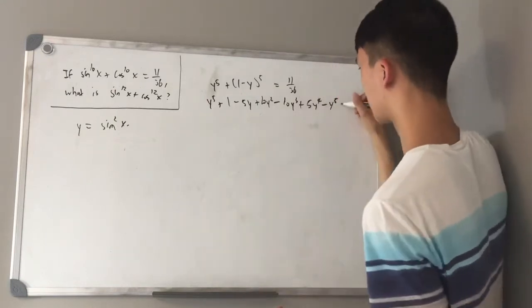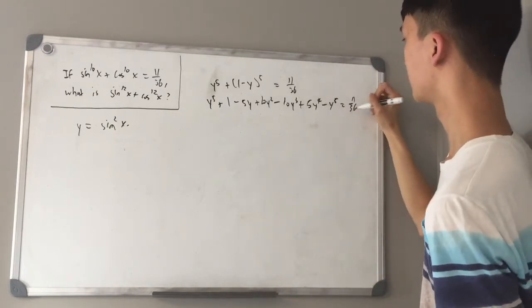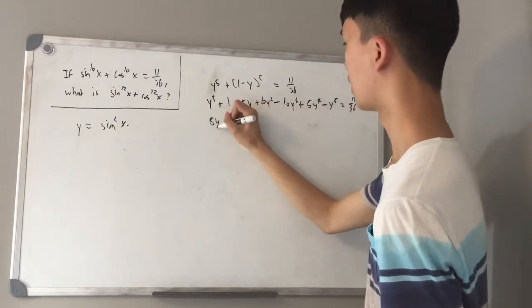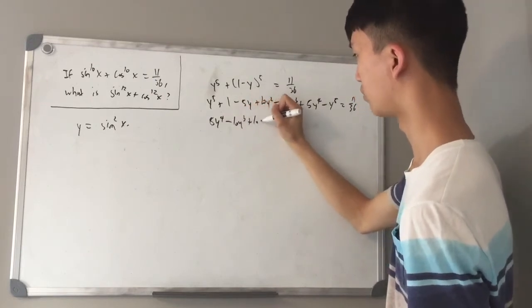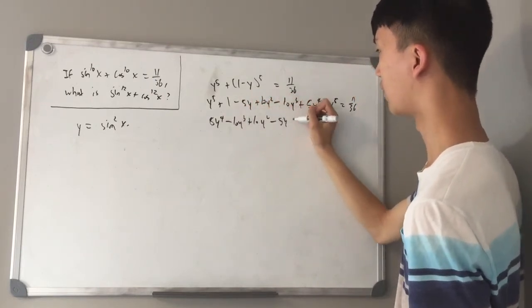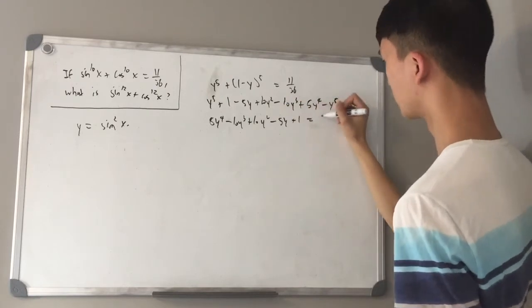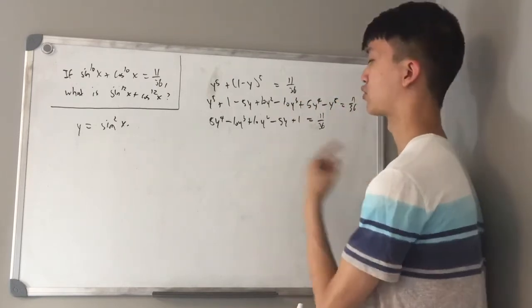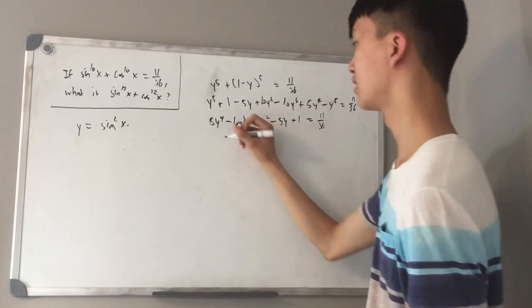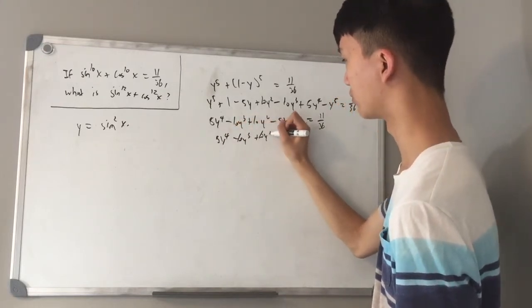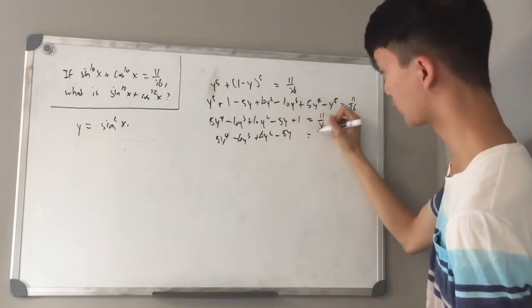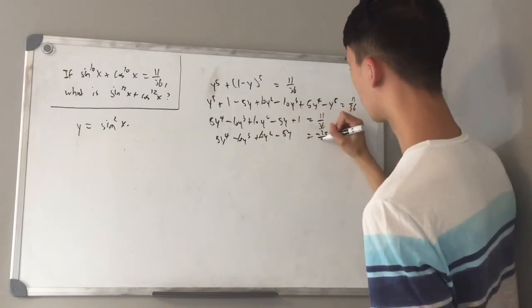So cancelling out these two terms gives us 5y to the power of 4 minus 10y to the power of 3 plus 10y to the power of 2 minus 5y plus 1 is equal to 11 over 36. So now subtracting 1 on both sides gives us 5y to the 4 minus 10y to the 3 plus 10y to the 2 minus 5y is equal to negative 25 over 36.